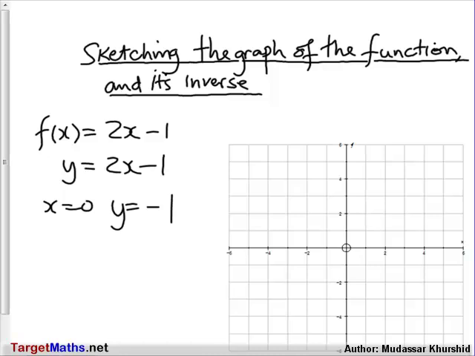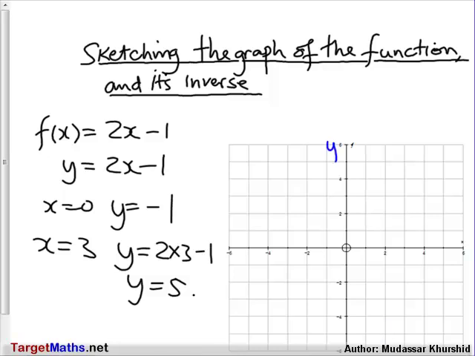Now let's take a value of x further down the x-axis. So let's take x is equal to 3. If x equals 3, y will equal 2 times 3 minus 1, y equals 5. Now we plot these points on the grid. So remember, it's x, y. When x equals 0, y equals minus 1, we have a point here. When x equals 3, y is equal to 5. So we have a point here.